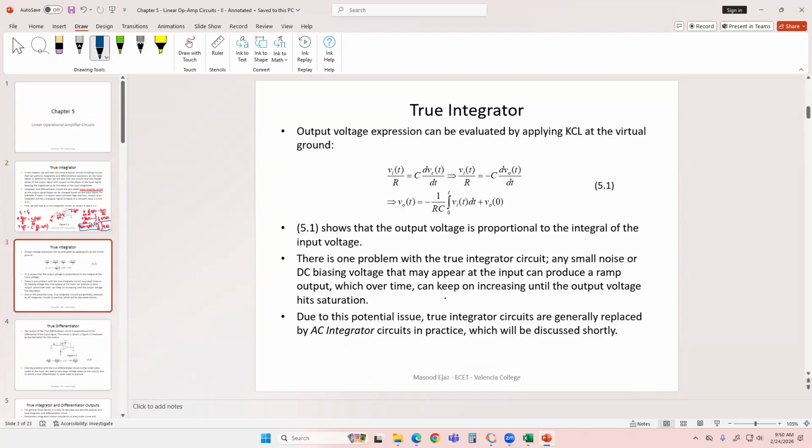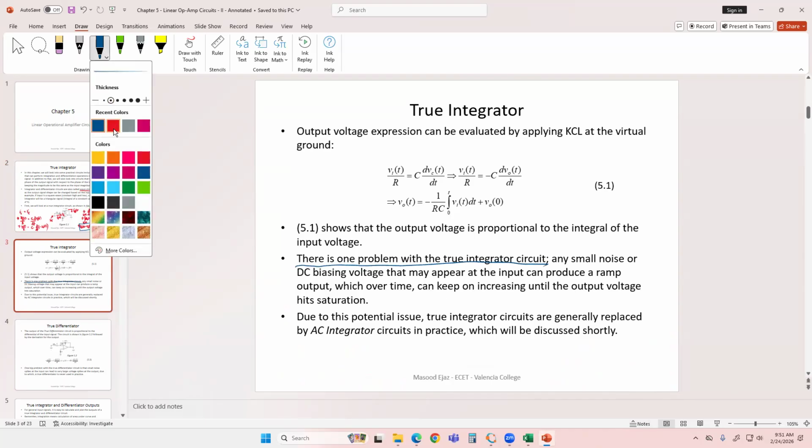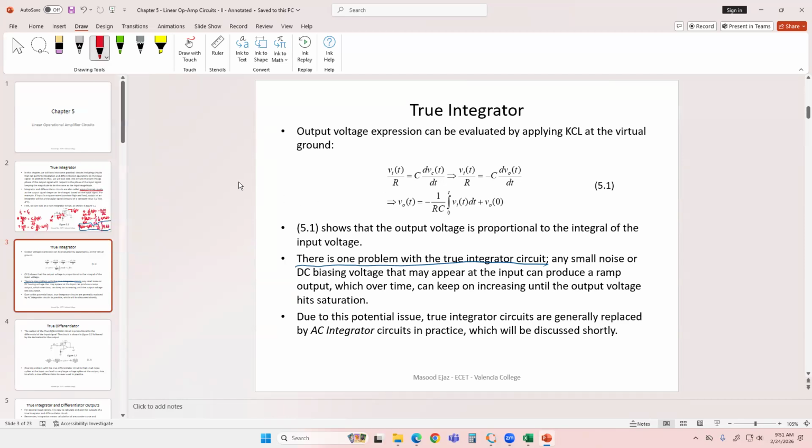One problem in the true integrator circuits. That's why we don't really use the true integrator circuit actually. And the problem is any small noise or DC biasing voltage that may appear at the input can produce a ramp output, which over time can keep on increasing until the output voltage hits saturation. What is that supposed to mean?